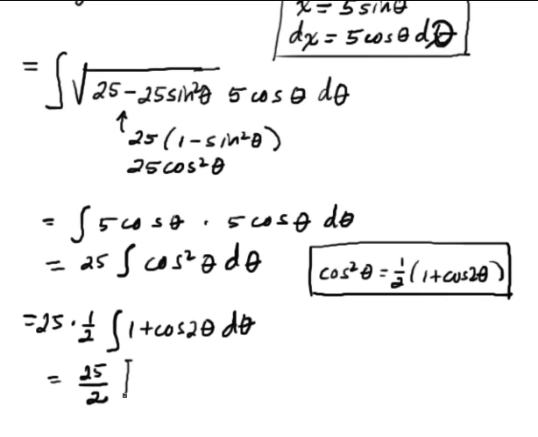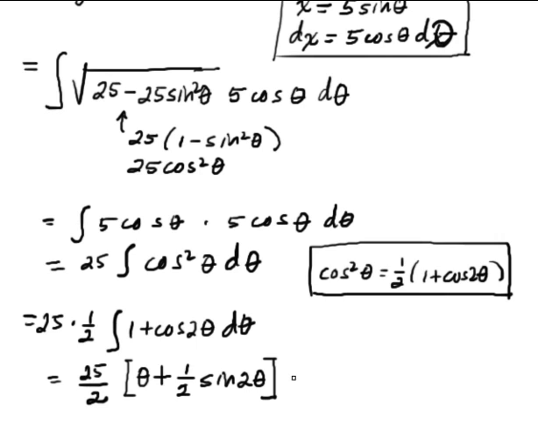The integral of 1 is theta, and for the integral of cos 2 theta, the derivative of sine 2 theta is 2 cos 2 theta, so that would be 1/2 sine 2 theta. We put the 1/2 here to make up for the fact that we don't have the 2 in front of the cosine 2 theta.